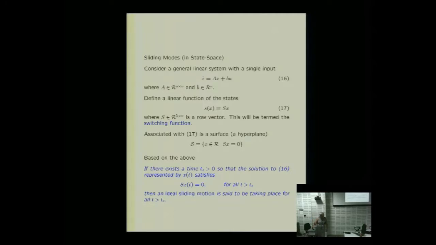We're trying to make sure that we can force S to 0, and that when S is 0 and this ideal sliding mode is taking place, then we have the dynamics that we want. But as I've hinted, bear in mind that this is something we can do, and indeed will do throughout the course, for much more than a linear system. But I think it's important to get the ideas.